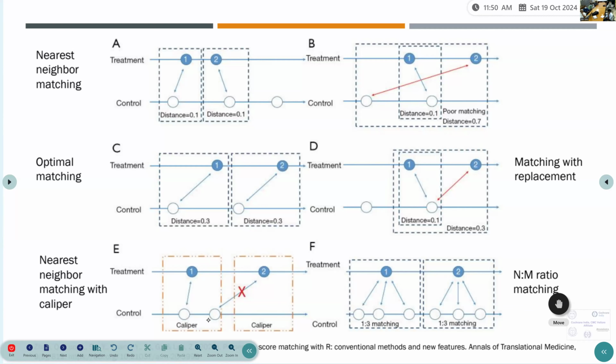Here we have looked at matching one treatment with one control or two treatments with one control. But if we have more controls, which often happens, like in our study, one treatment can be matched to several controls that lie within your caliper. So this is 1:3 matching. Our study used 1:4 matching. Does the pictorial representation make sense?